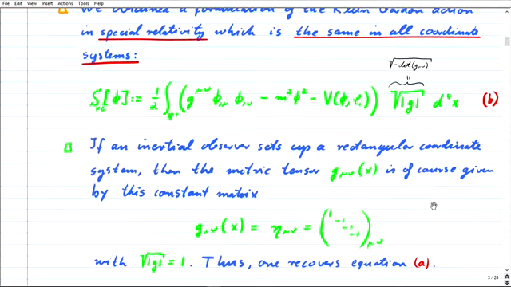Now, we remember that if an inertial observer sets up a rectangular coordinate system, remember this is still flat space, then this metric tensor here, the G mu nu of x, in that coordinate system, inertial observer, rectangular, takes this form. And also the determinant of the metric is just 1, and therefore this formula reduces to the one that we had on the previous slide.